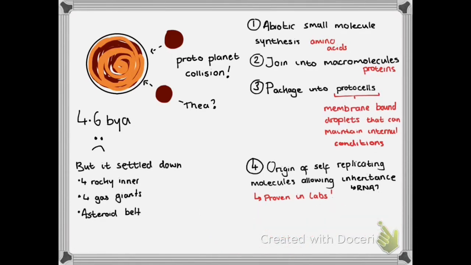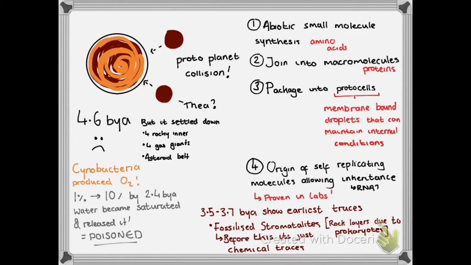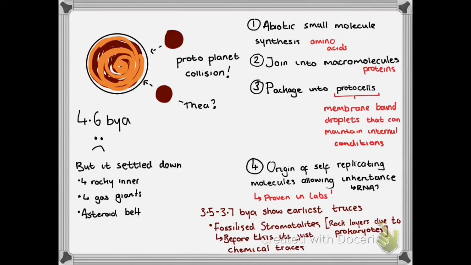Now, all these stages are actually proven possible in labs, which is why we believe that they actually did happen and we're not just making them up. But we do have some early evidence that isn't just chemical-based. That is in the form of fossilized stromatolites, which were layers in the rock formed by prokaryotes. And some of the prokaryotes were cyanobacteria, which caused a bit of a problem because they produced oxygen, and it poisoned a lot of the organisms that were living there at this time period.